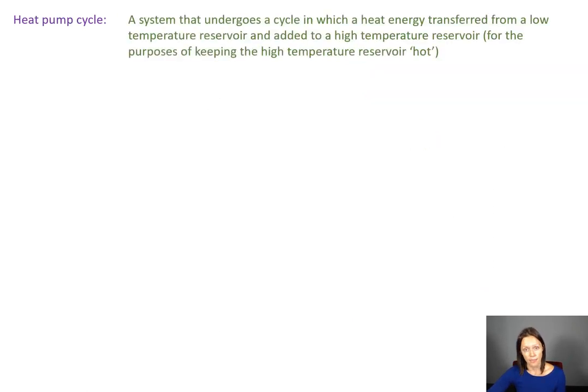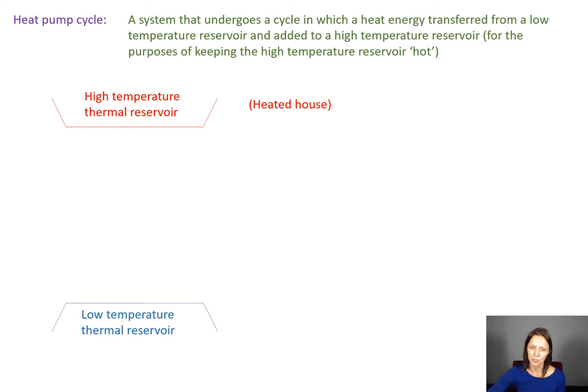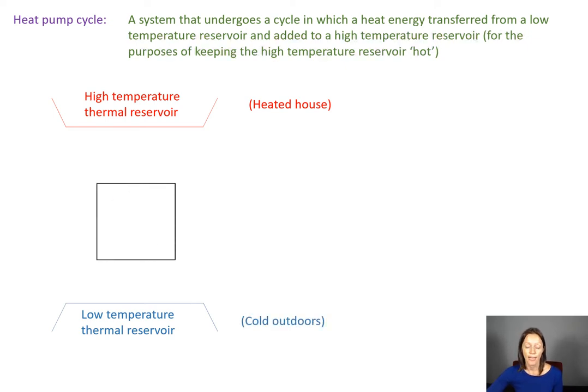A heat pump cycle. This is a cycle that pulls heat out of a low temperature reservoir and dumps it in a high temperature reservoir, except with a heat pump, the purpose is to keep that high temperature reservoir at a high temperature. So here's my high temperature reservoir. That's my heated house. Here's my low temperature reservoir. There's the cold outdoors. And my box, there's my cycle.